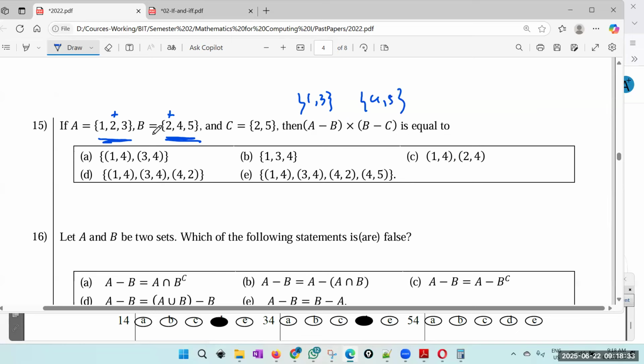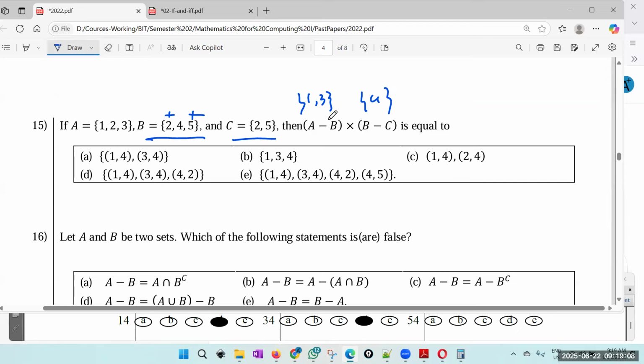It is in B but not in C. 2 is there, therefore I took it out. So 5 is inside C. Sorry, I need to look at B and C, not B and A. So now I need to look at B and C. Right, B minus C. It must be in B but not in C. So 2, we need to take it out. 5, we need to take it out. Right. So then we have only 4. Yes, I just looked at the wrong set.